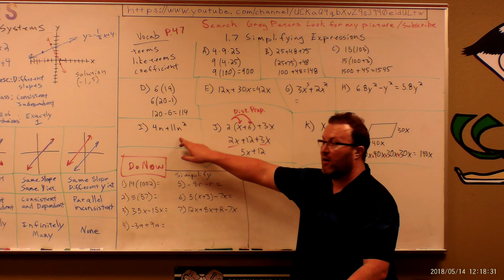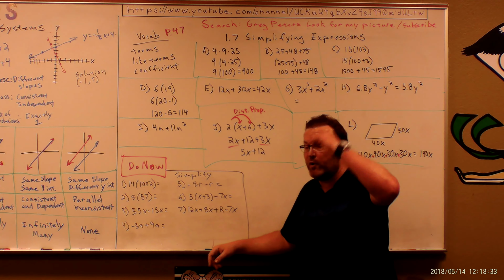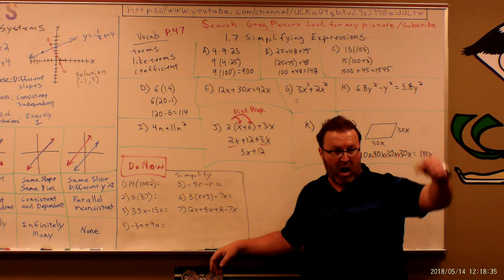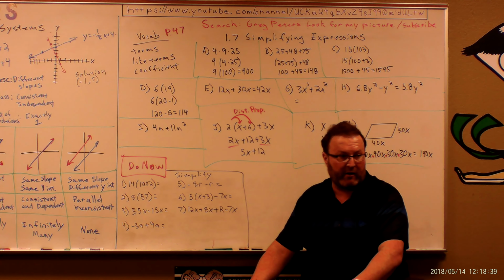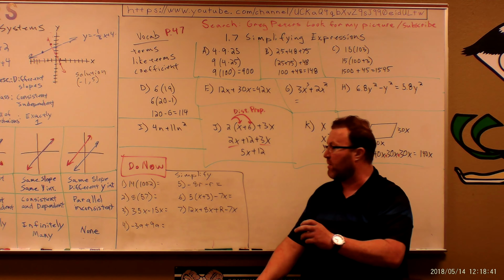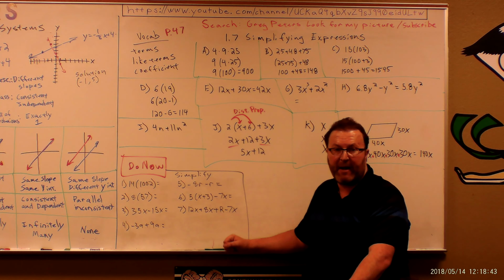Same with this one right here. And the reason being is you're so used to seeing x's and y's. It could be any letter. It could be w, it could be q, it could be any letter. Okay? You're looking for letters and combining them as long as they have the same power.